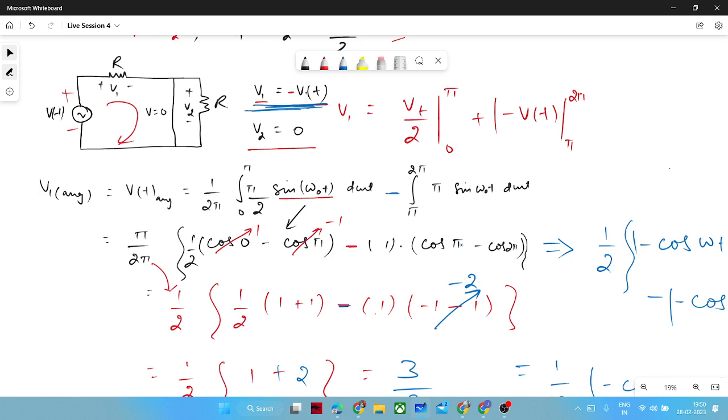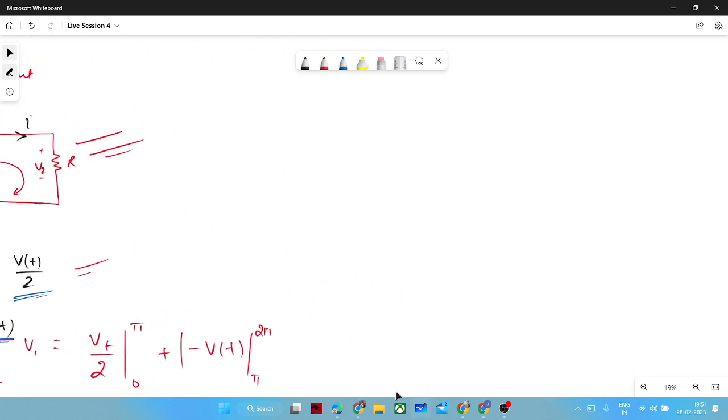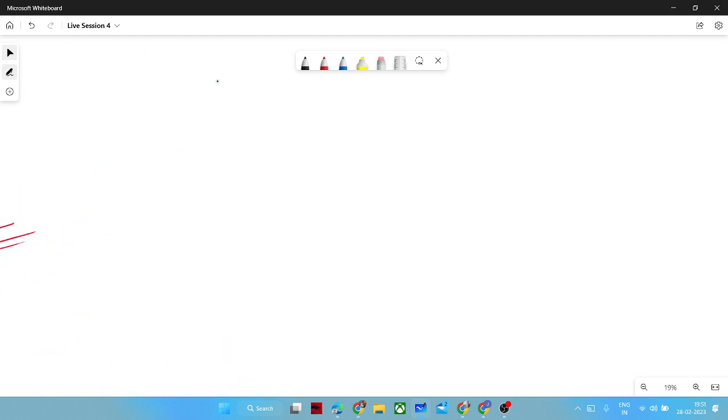Actually, we can consider it as the addition of two waveforms, pi by 2 sine omega t and pi sine omega t. If you take that as an addition, pi by 2 sine omega t should be integrated from 0 to pi. Just let me draw the waveform.